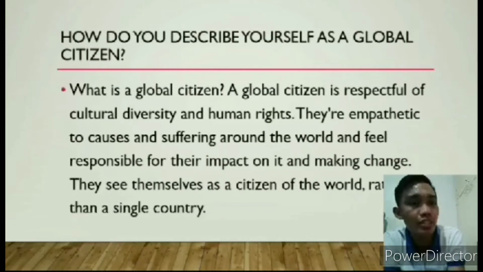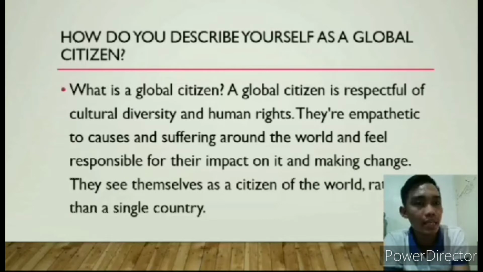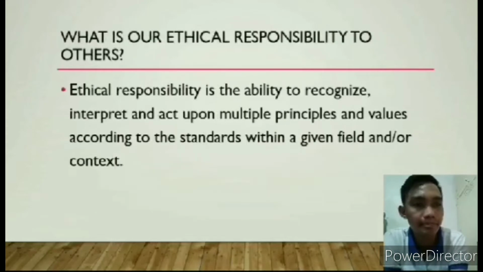And how do you describe yourself as a global citizen? So what is a global citizen? A global citizen is respectful of cultural diversity and human rights. They are empathic to causes and suffering around the world and feel responsible for their impact on it and for making change. So they see themselves as a citizen of the world rather than of a single country.